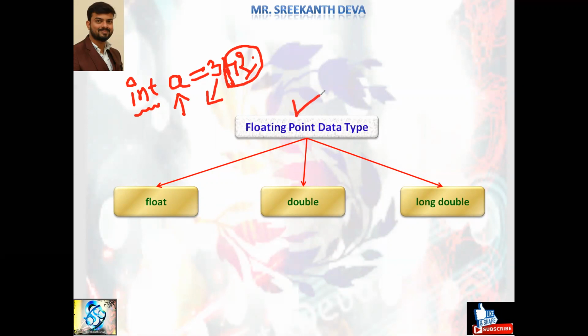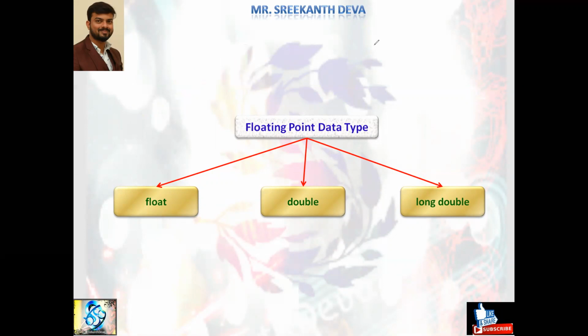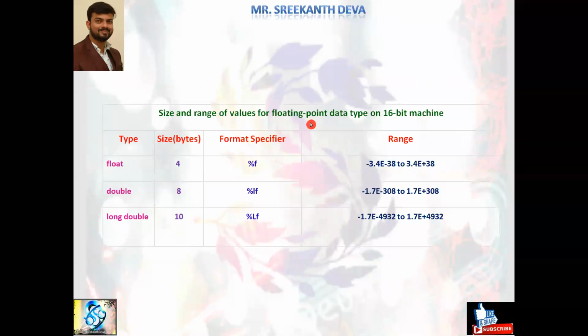Then how to print these fractional values after the decimal point? We can achieve it through floating point data types in C language. They can be categorized again as float type, double type and long double type. We try to discuss one by one with suitable examples. Before that, we need to discuss the size and range of values for floating point data types on 16-bit machines. Here the sizes vary between 16-bit, 32-bit and 64-bit machines. Observe float, double and long double are keywords in C language.